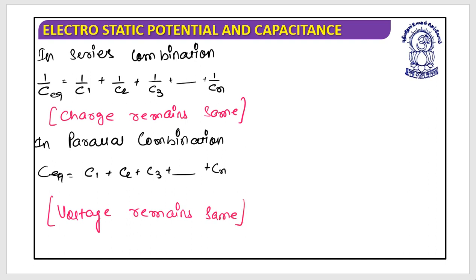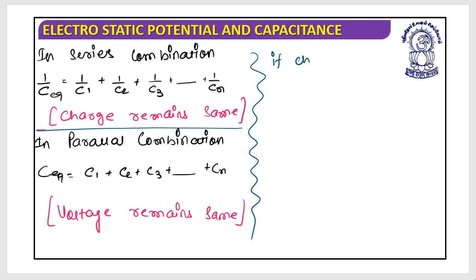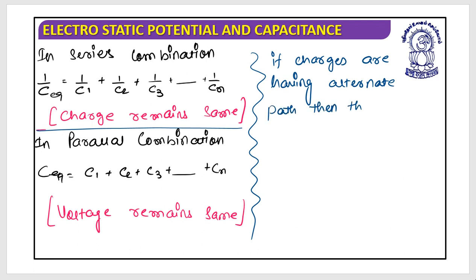One more thing: how can I determine whether these connections are in series or in parallel? What I can assume is that if charges have an alternate path, then they are connected in parallel.